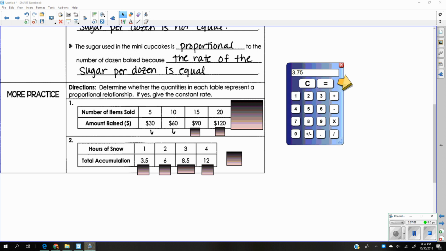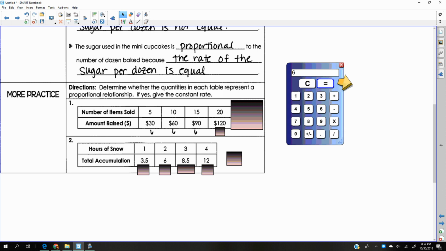So 90, if you don't know what 15 times what is 90, you just get on your handy dandy calculator and you hit 90 divided by 15 equals 6. So 6 is the rate, the constant rate.